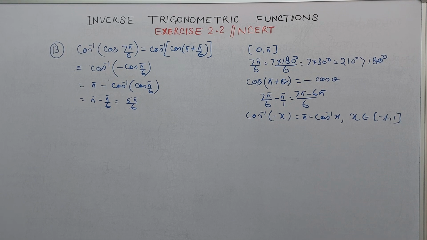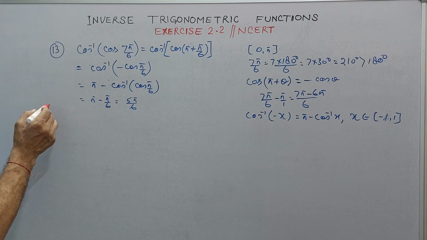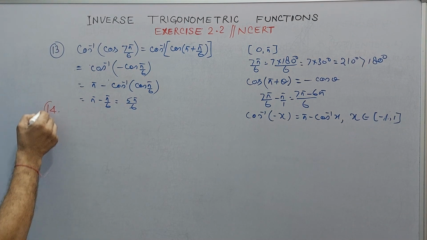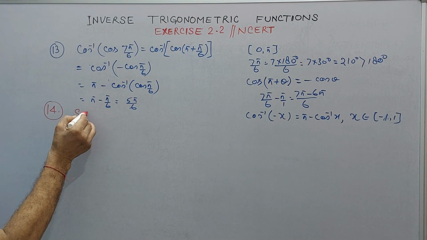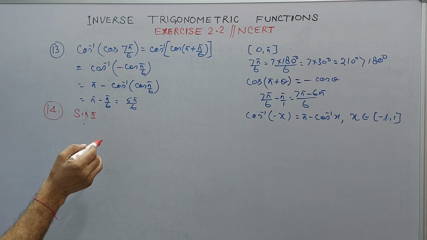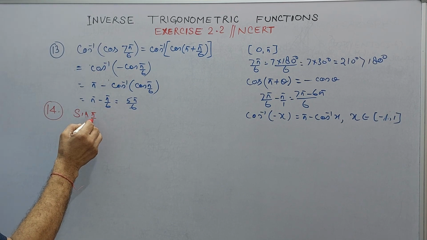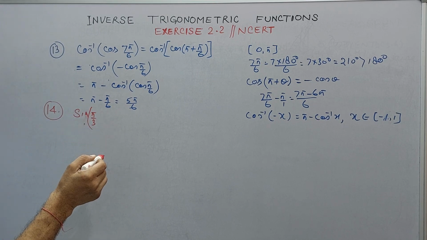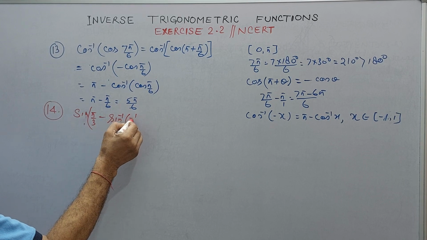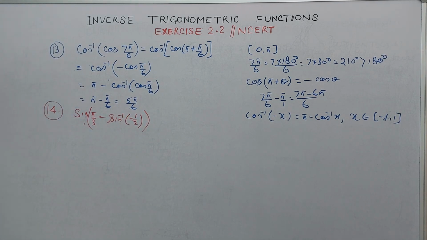Now next question, question number 14. In question number 14, find the value of sin of pi by 3 minus sin inverse of minus half, bracket closed. We need the value of this.